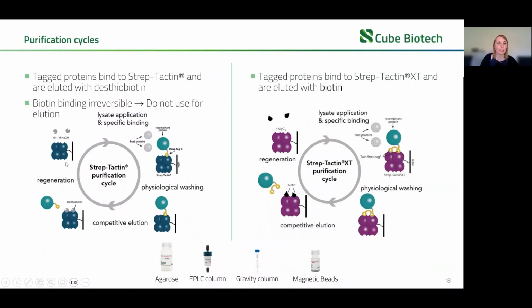Then the regeneration step is also quite similar. For both versions, you can use 100 millimolar sodium hydroxide for regeneration. For the XT, we actually offer an additional ready-to-use buffer that contains magnesium chloride, which works equally well. Both versions we have available as agarose beads in suspension format, but also as FPLC columns, gravity flow columns, and also as magnetic beads.